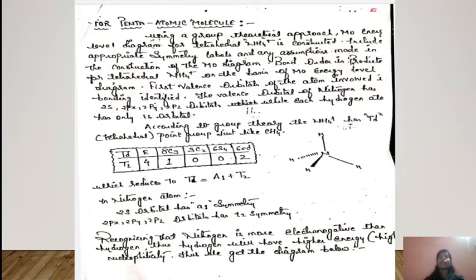According to group theory, the NH4 plus ammonium ion has tetrahedral geometry, and its point group, the same as CH4, is tetrahedral, as we already discussed in this chapter a month or two before. The tetrahedral point group has 5 classes: E, 8C3, 3C2, 6S4, and 6 sigma d.